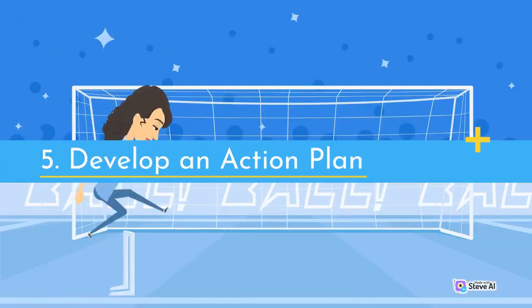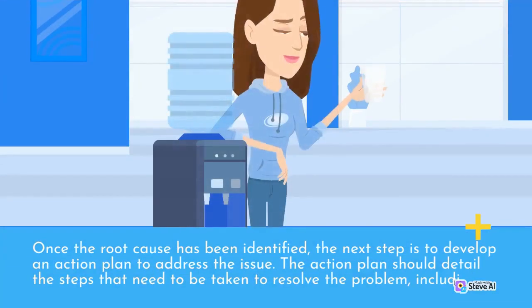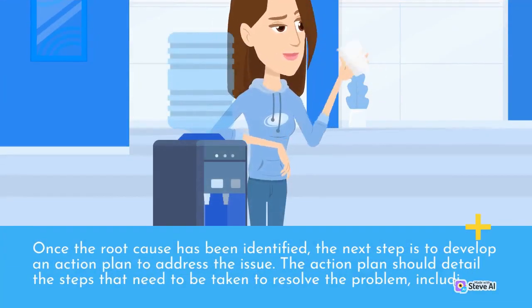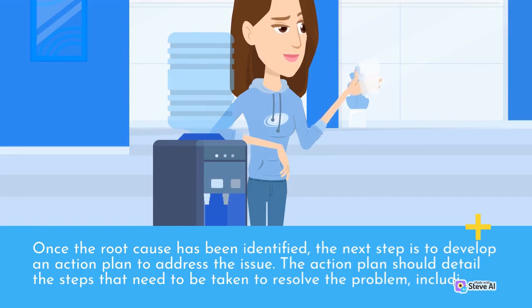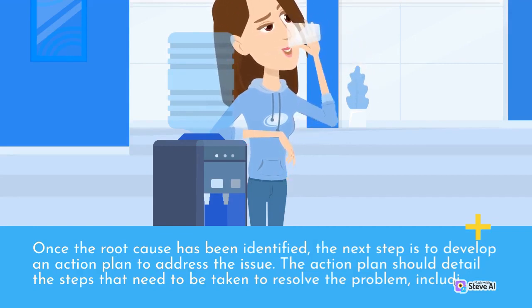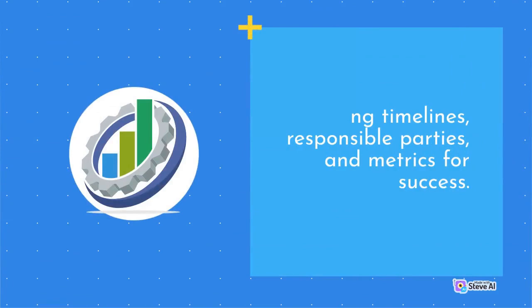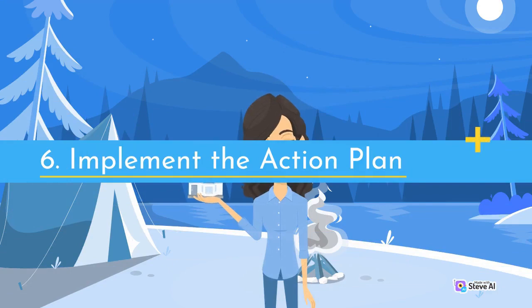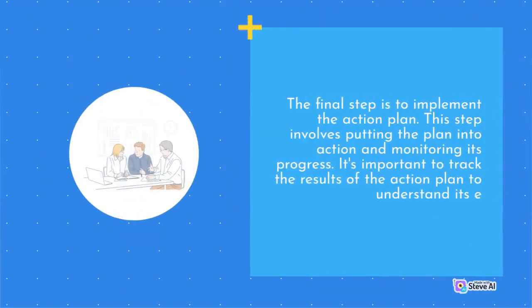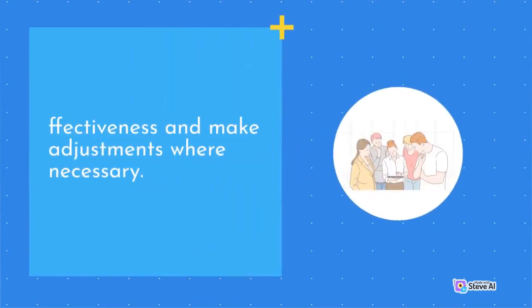5. Develop an action plan. Once the root cause has been identified, the next step is to develop an action plan to address the issue. The action plan should detail the steps that need to be taken to resolve the problem, including timelines, responsible parties, and metrics for success. 6. Implement the action plan. The final step is to implement the action plan. This step involves putting the plan into action and monitoring its progress. It's important to track the results of the action plan to understand its effectiveness and make adjustments where necessary.